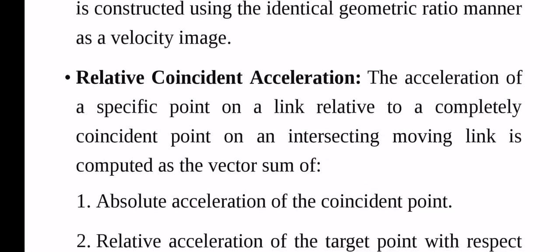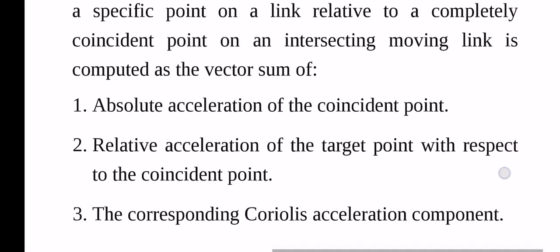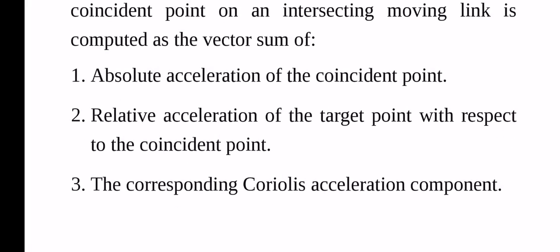Relative coincident acceleration. The acceleration of a specific point on a link relative to a coincident point on another moving link is computed as a vector sum of the absolute acceleration of the coincident point, the relative acceleration of the tangent point with respect to the coincident point, and the corresponding Coriolis acceleration component.